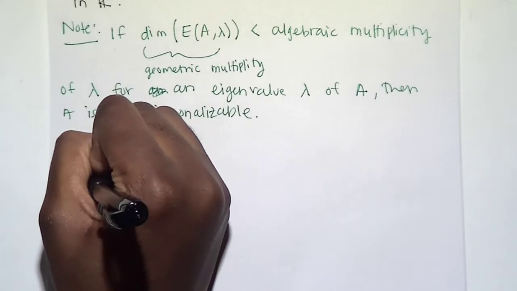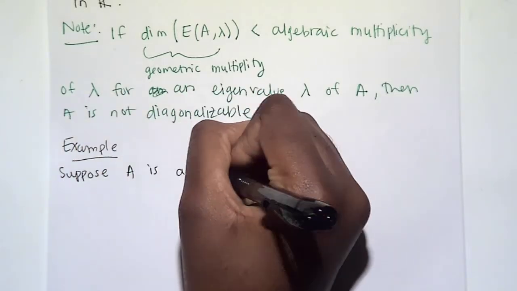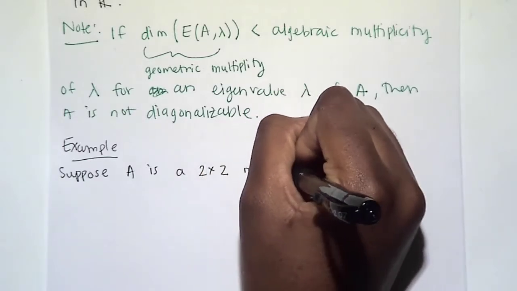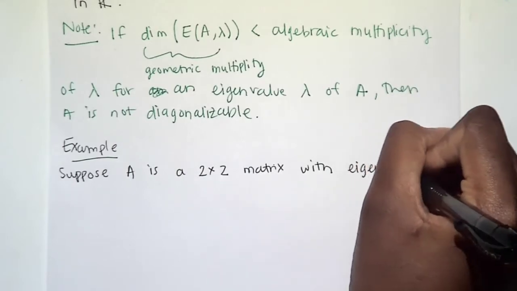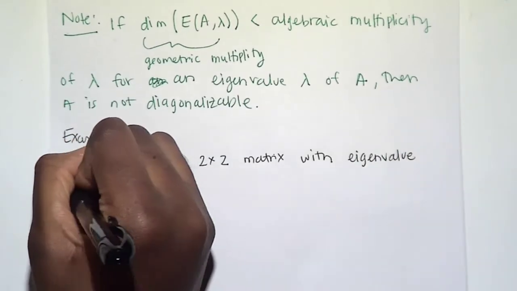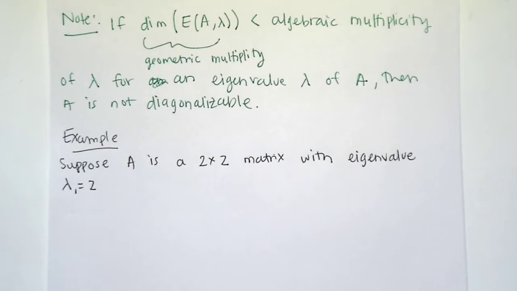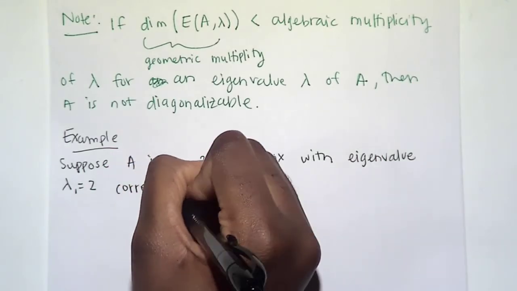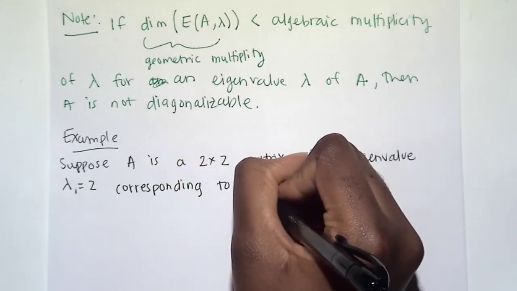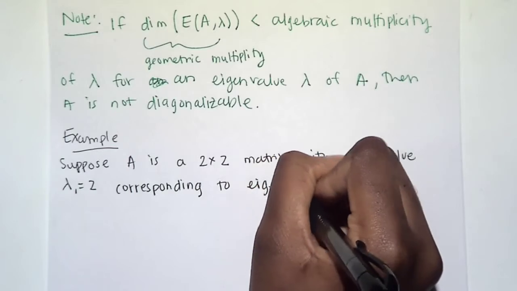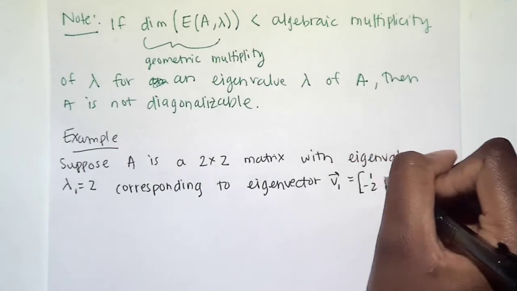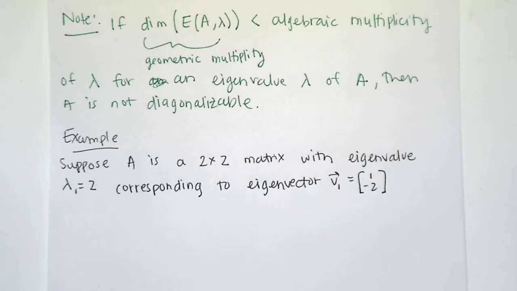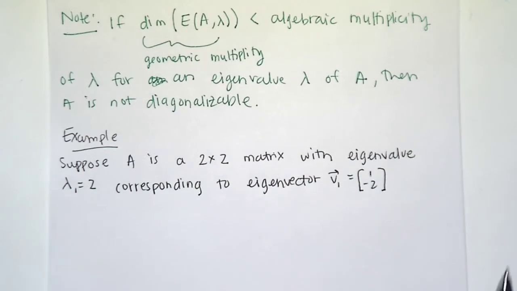Let us suppose A is a 2 by 2 matrix with eigenvalue, I'm going to call it lambda 1 equals 2, corresponding to eigenvector v1, which is 1, negative 2. All right, so we have a 2 by 2 matrix A. We know an eigenvalue 2 corresponds with this eigenvector.